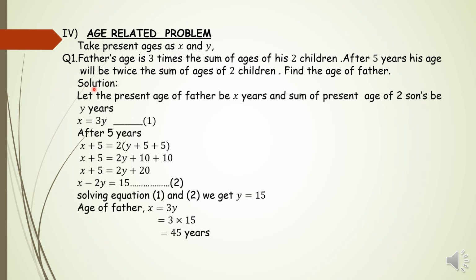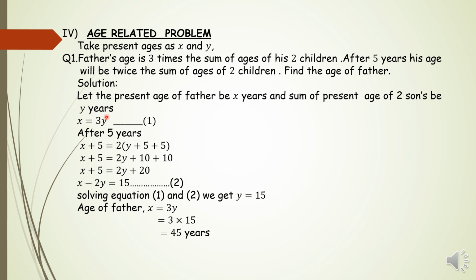So, moving on to the solution. Let the present age of father be X because we need to find the age of father. So, we are taking the present age of father to be X years, and the next is the sum of ages of his two children. That is, I am taking the sum of present ages of two sons to be Y years.